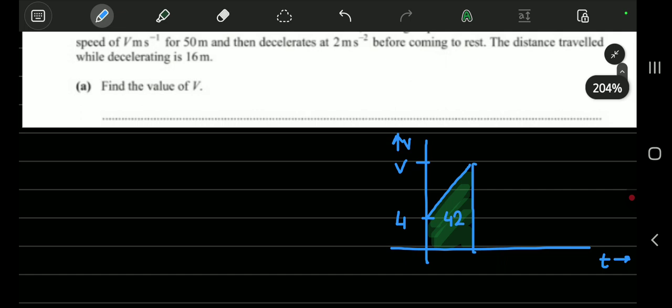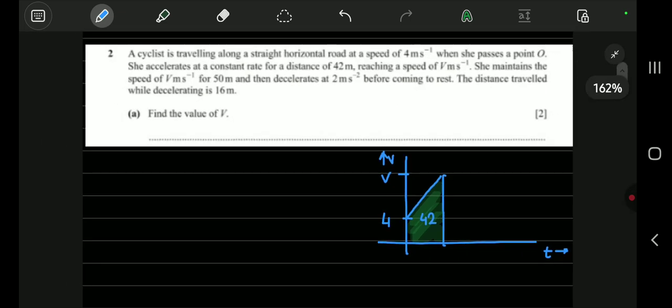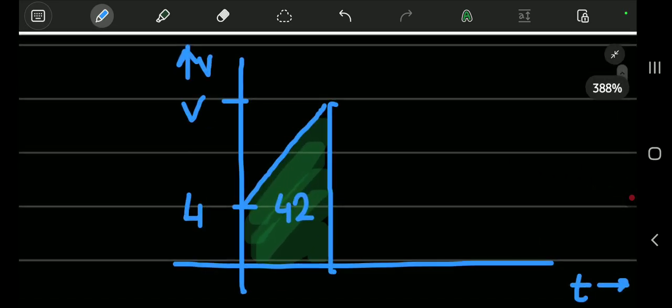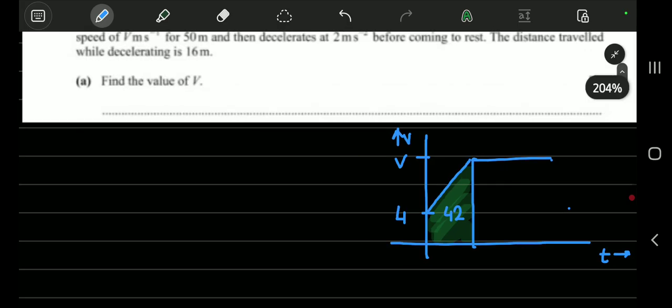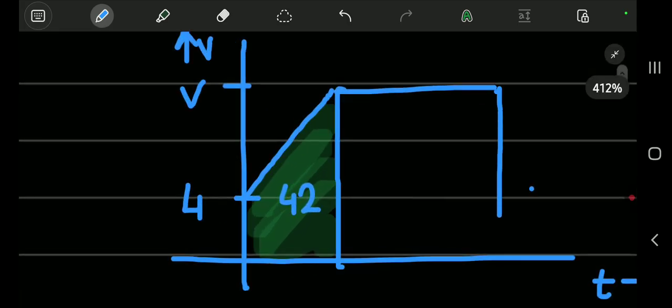Okay. Now, she maintains the speed of v meters per second for 50 meters. Okay, for some time obviously she maintains, when she covers 50 meters, so she maintains a speed v. So that means constant speed. So this area under the graph is 50 meters.